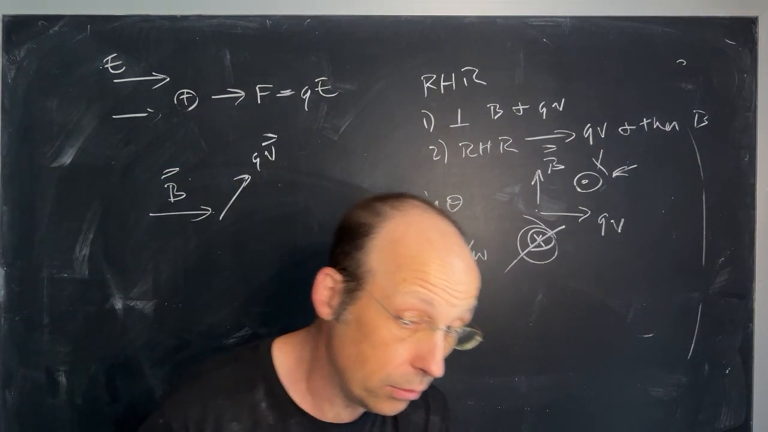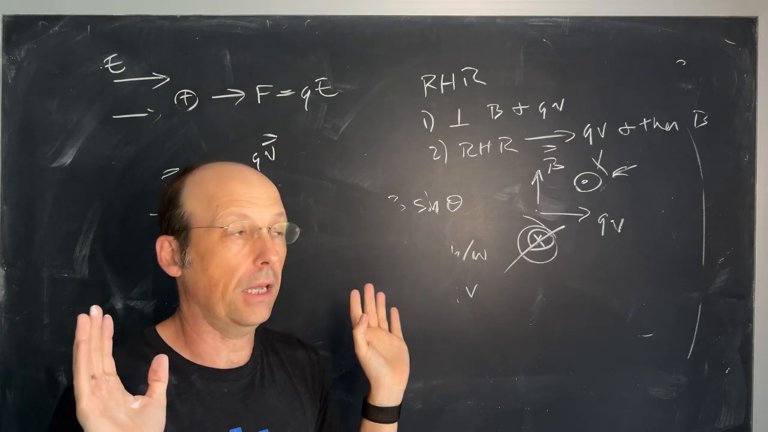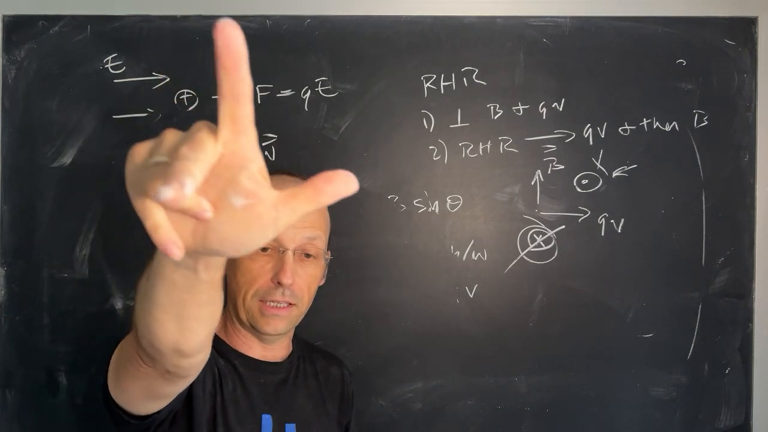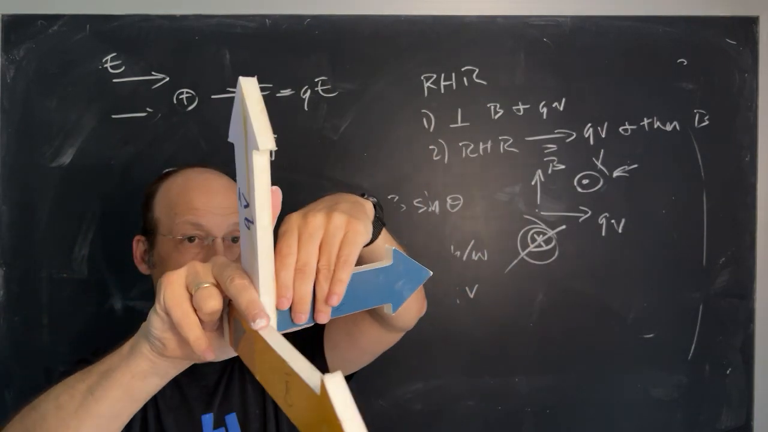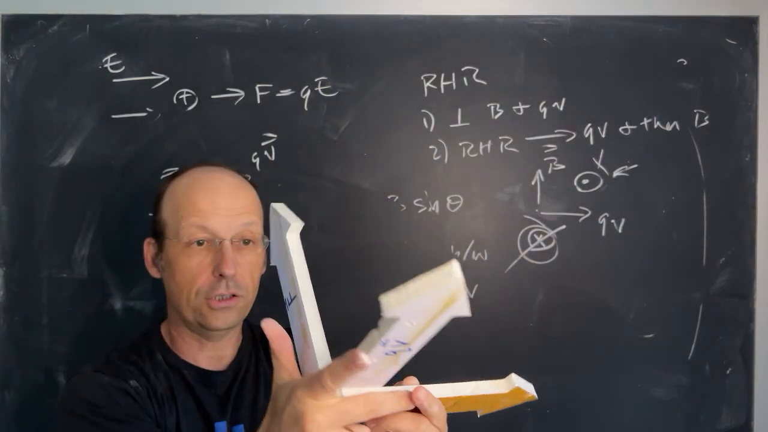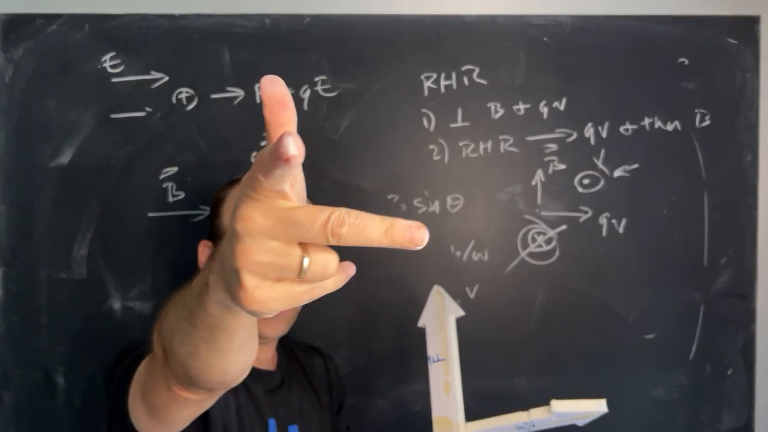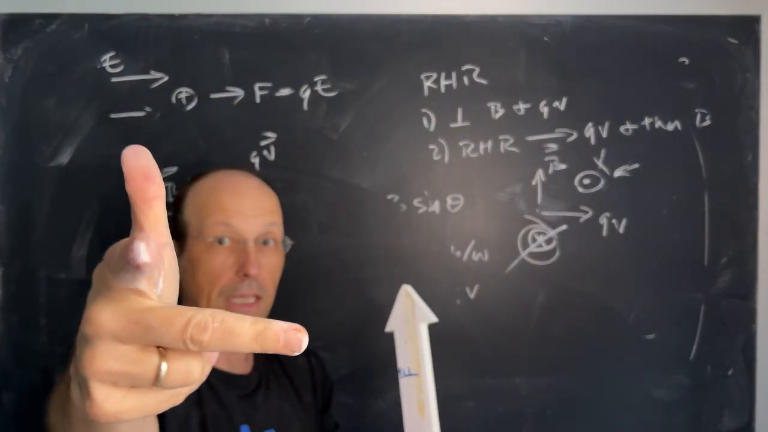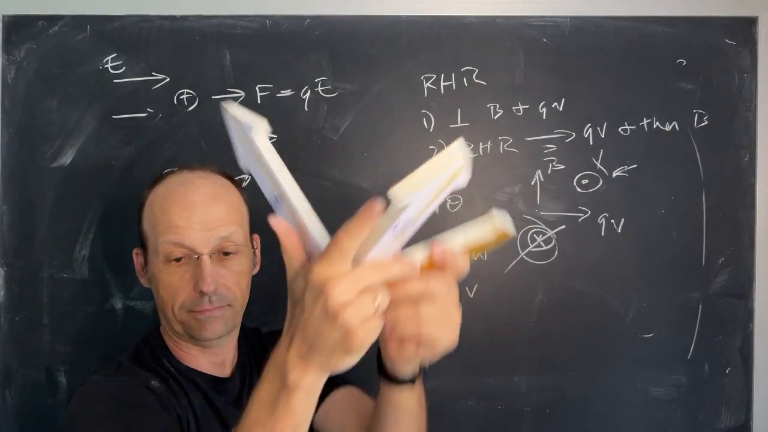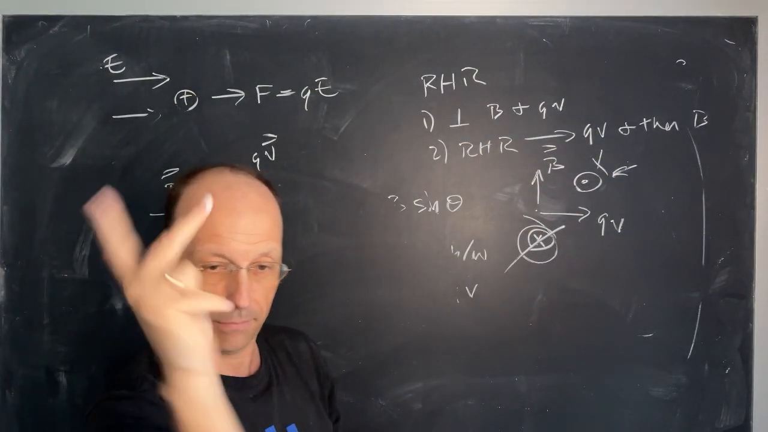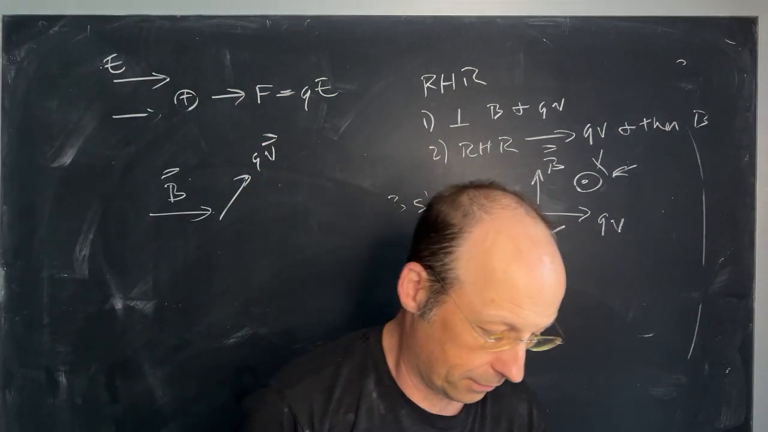I have to tell you, there is one other version. There's a whole bunch of right-hand rules, okay? There's another one that you'll see that looks like this. And this is the same thing. See? If I put my finger in the direction of QV, my middle finger in the direction of B, then this will be the direction of the force.